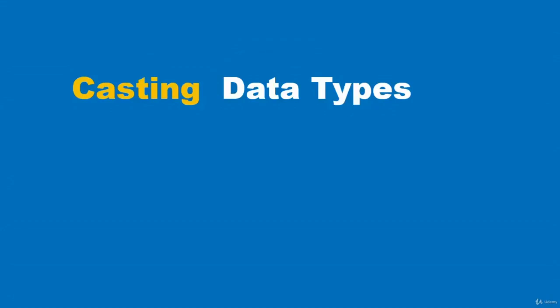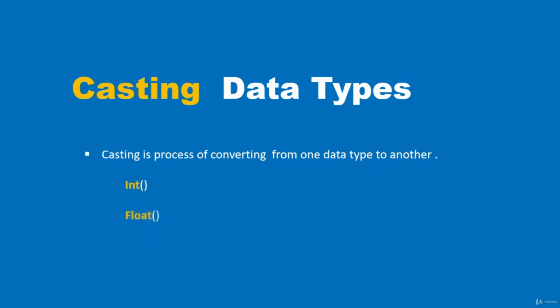What is casting? Casting basically is the process of converting from one data type to another data type. There are several functions that you can use in casting. For example, if you want to cast a value that is in a different data type to an integer, you use the int function. If you want to cast to a floating point number, you use the float function. And if you want to cast to a string, you use the str function.